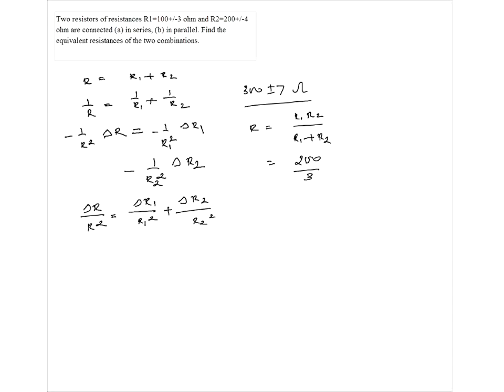Looks like we already got it. Delta R is given by delta R1 by R1 square plus delta R2 by R2 square, whole multiplied by R square. I hope now we have understood why it was so important to discuss the differentiation approach. If the problem does not belong to those 4 categories, addition, subtraction, multiplication, division, now you are capable of handling any variation. Can you just calculate this?